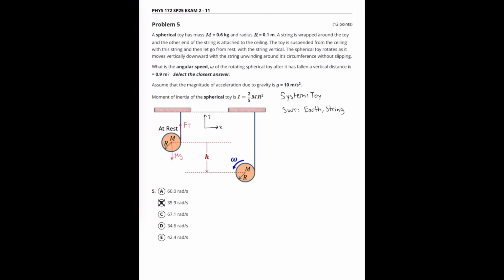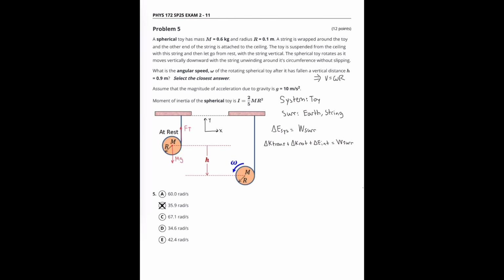By the energy principle, we can say that the change of energy of the system is equal to the work done by the surroundings. And from that, we can say that the translational kinetic energy plus rotational kinetic energy plus a change in internal energy is equal to our work done by surroundings. To solve for the translational kinetic energy, should we use point particle? So I will leave a question mark next to that.